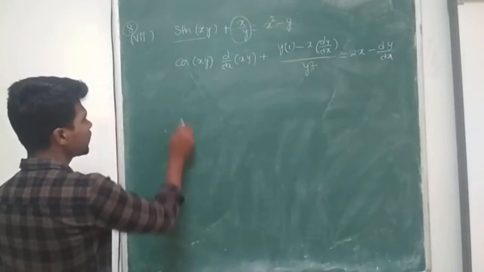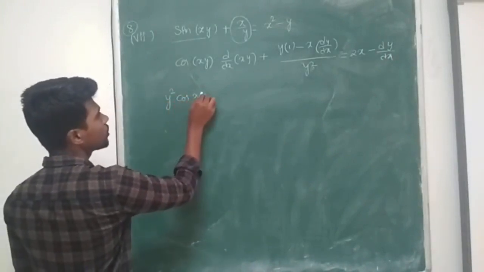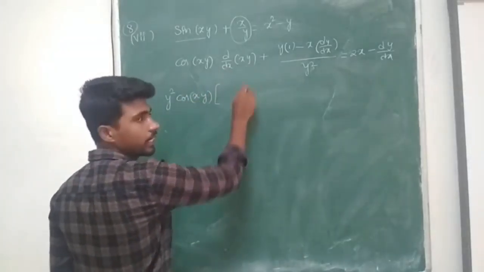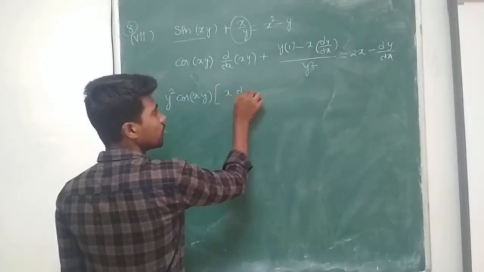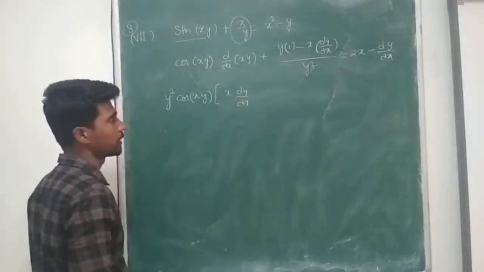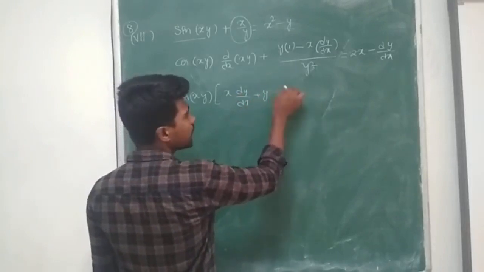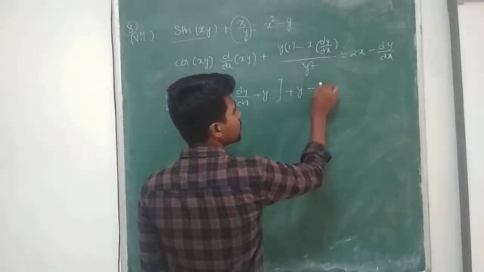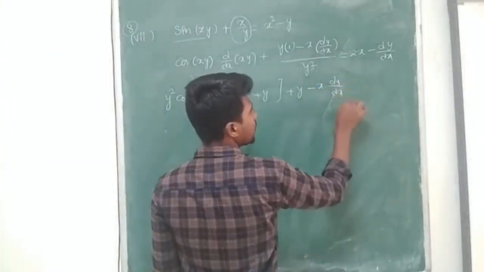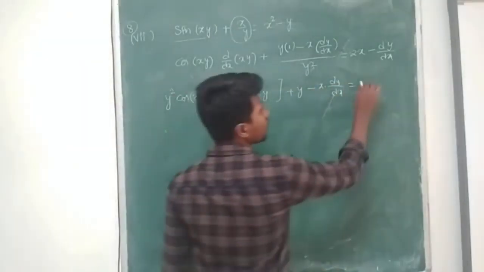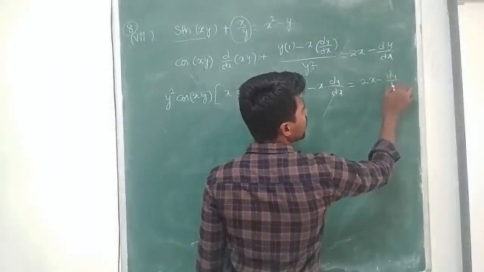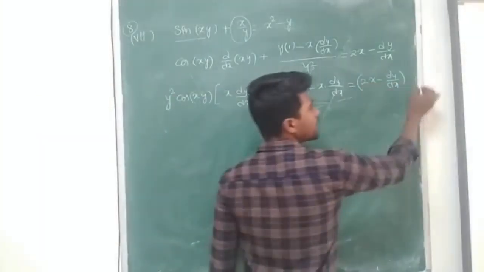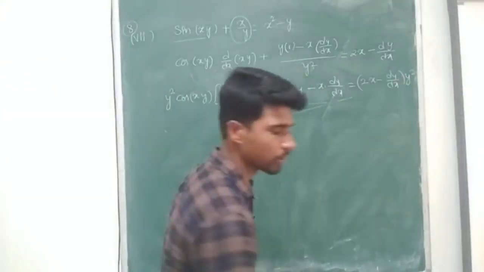If I take y square as LCM, I get y square cos xy into the derivative of xy, which can be rewritten as x into dy by dx plus y into dx by dx, which is nothing but 1, plus y into 1 is y, minus x into dy by dx, which is equal to 2x minus dy by dx. I have denominator y square here, so if I transfer it to the right side, it multiplies with y square.